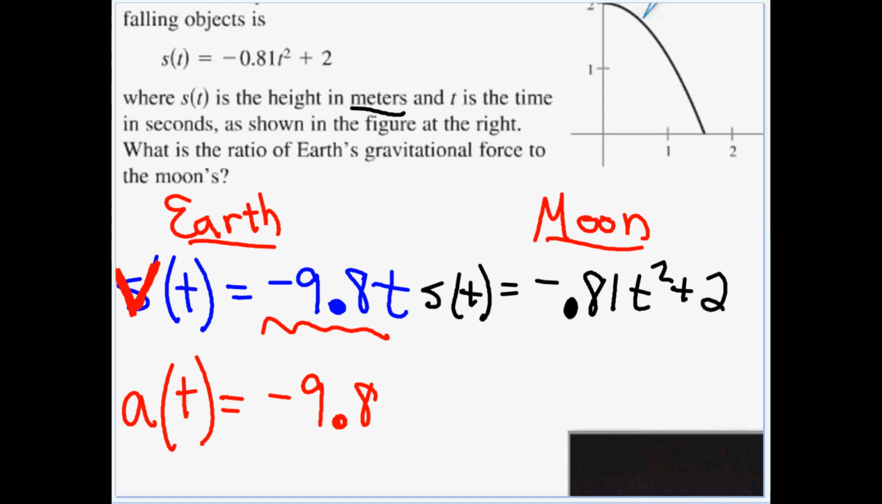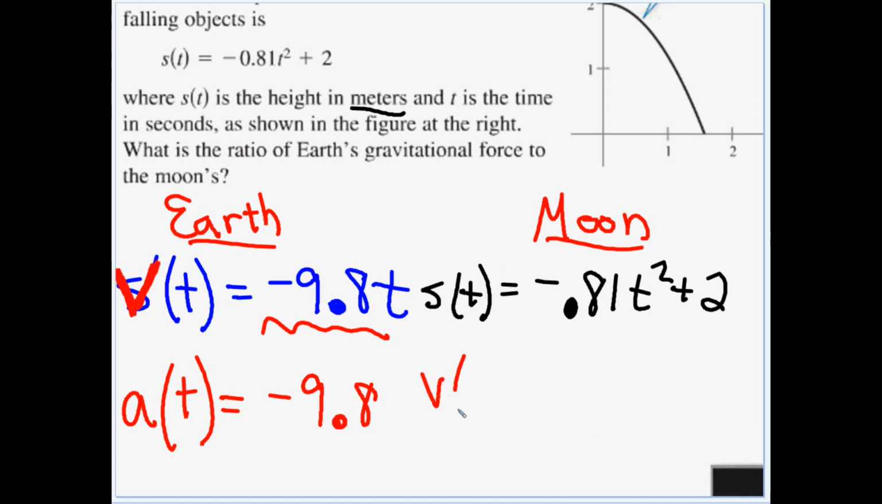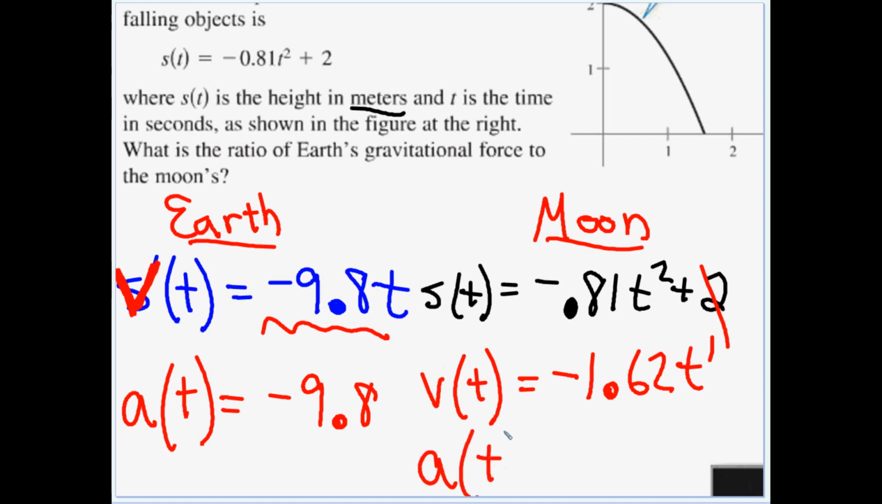If we do the same thing over here on the moon, derive position to get velocity, that's going to be negative 2 times 0.81, which is 1.62, t to the first, and the 2 derives away. If we derive that velocity, we get the acceleration constant on the moon. The t to the first derives away, and that's just negative 1.62.